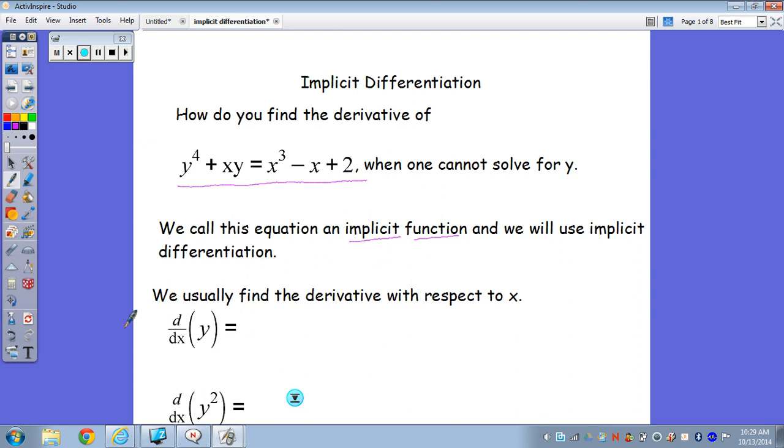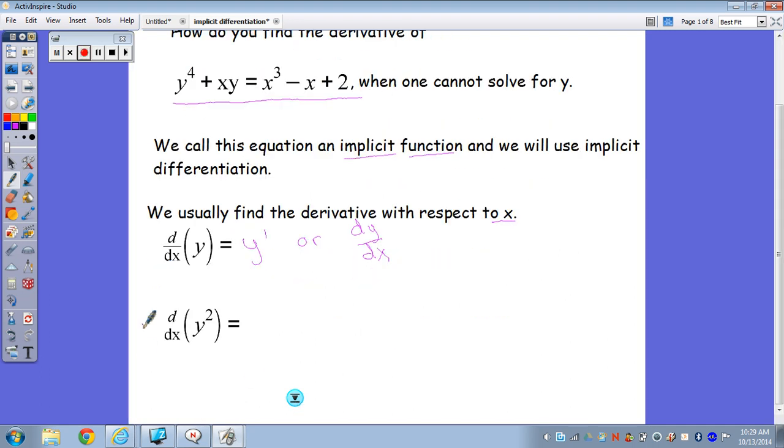So when we do this, we usually find the derivative with respect to x. So when we take the derivative of y, we write y prime, or dy dx. We don't just put 1 because we're taking the derivative of y with respect to x.